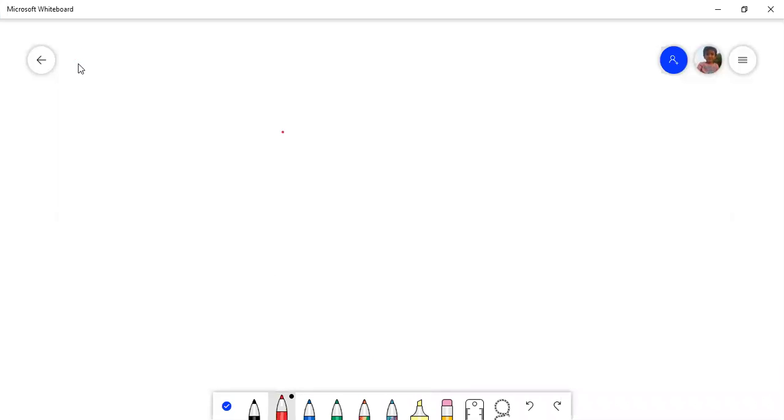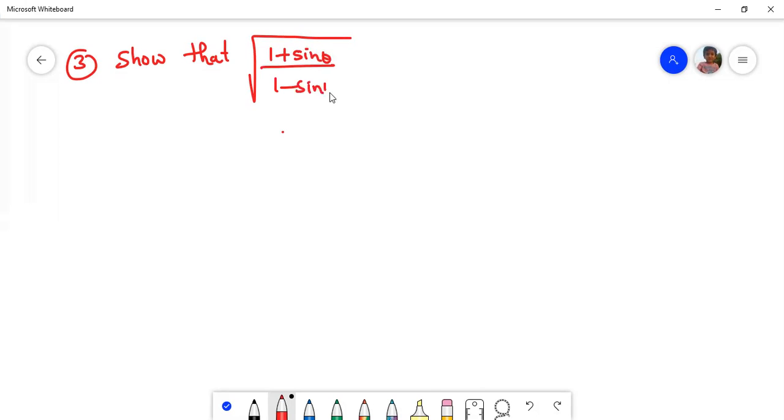Third one, show that square root of 1 plus sin theta by 1 minus sin theta equals sec theta plus tan theta. It is same as the example.